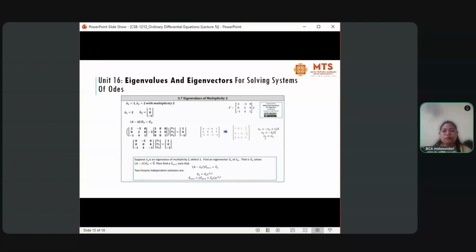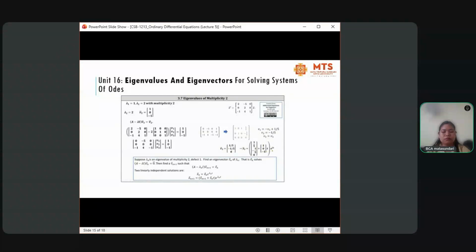So we let v3 equal 0. We have v1 equals 1/5 and v2 equals negative 1/5, giving us the vector v3 is equal to the vector 1/5, negative 1/5, 0. And therefore, x3, which will be a third independent solution, is equal to the sum of the vector v3 and the eigenvector v2 times t, all times e to the power of 2t.